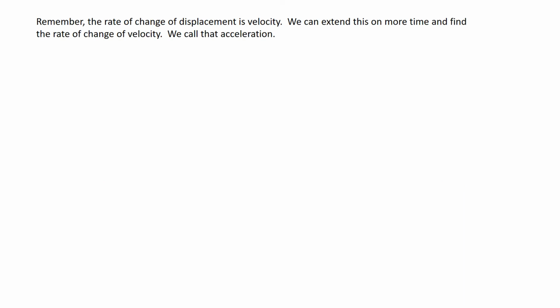Remember that the rate of change of displacement is velocity. We can extend this one more time and see how the rate of the velocity changes. We call the rate of change of velocity acceleration. Formally, here's the mathematical expression. Acceleration is going to be delta v over delta t, or v final minus v initial over time.